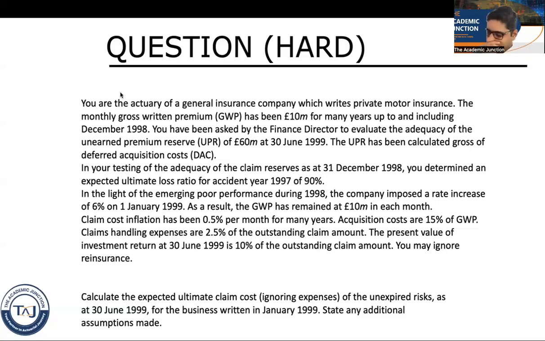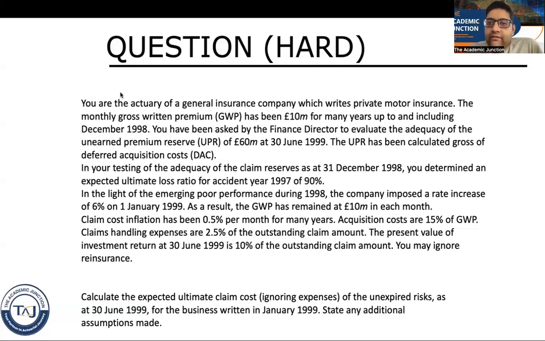Multiplying by the expected claim cost as at 31st December 1997 of 90%, after which we have got a premium increase of 6%, which will reduce my LR by 6%, so divide by 1.06. Perfect. And the monthly claim inflation is 0.5%, so I would multiply it by 1.005 raised to 6. Very good attempt.